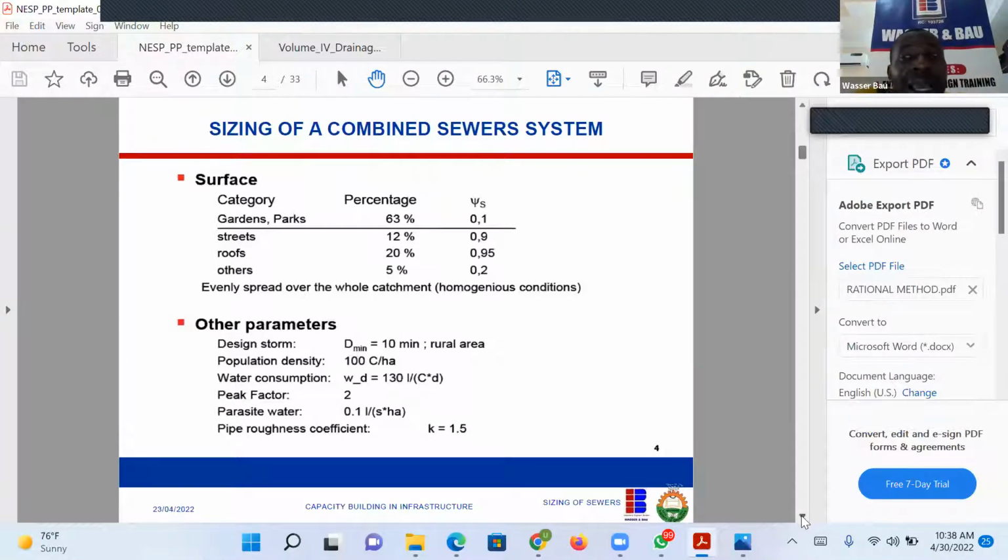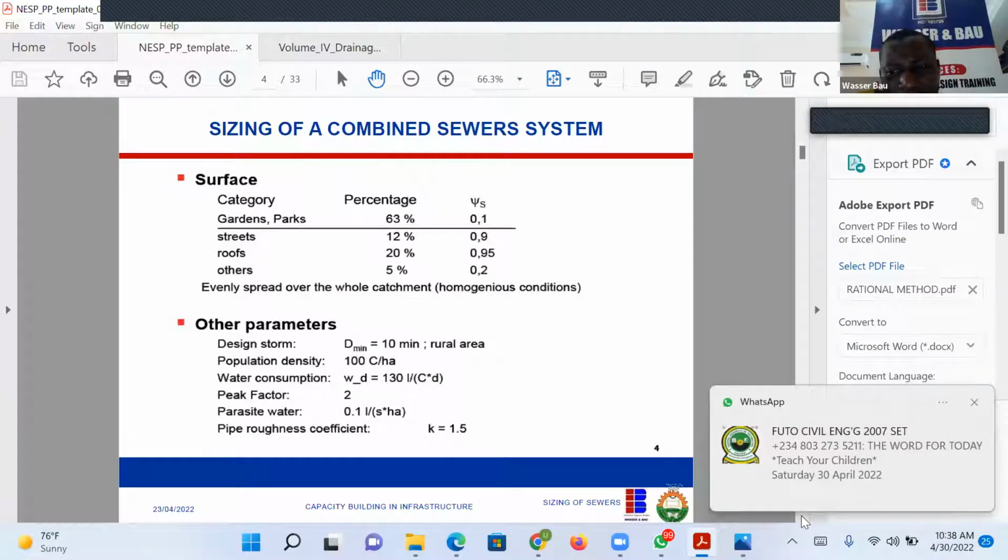Garden and park have a runoff coefficient of 0.1. What does it mean? Only 10%. When water flows in a garden, do you see water flowing on the streets of a garden? No, only 10%, because all of it will percolate, and you know why.